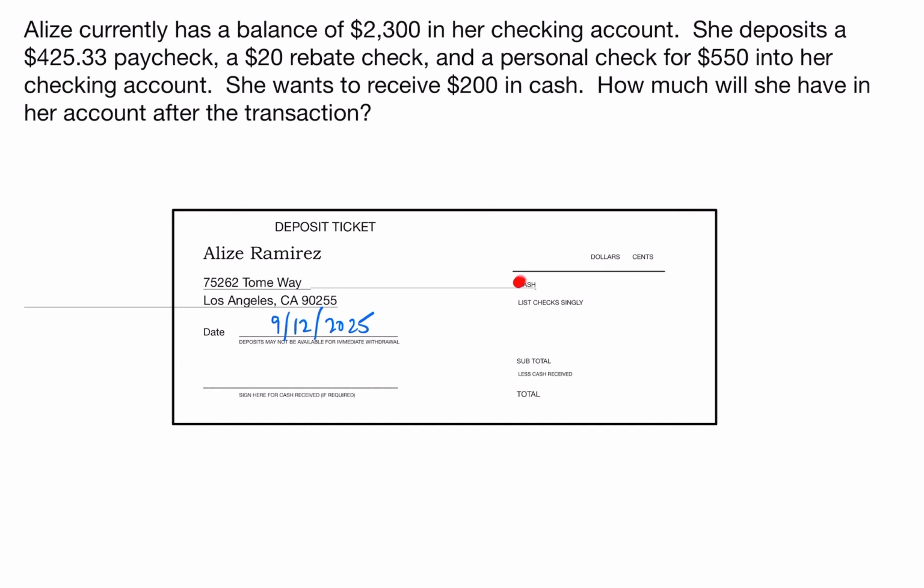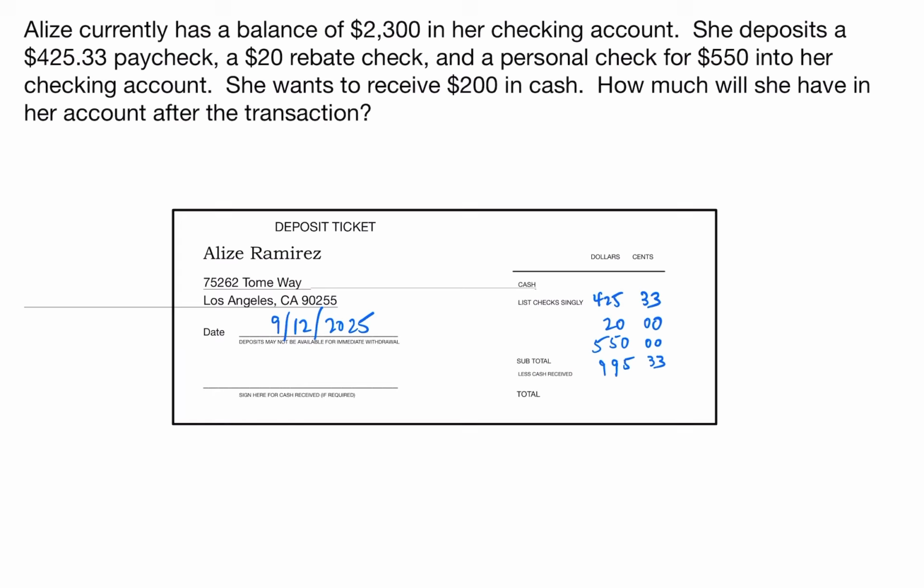Now here, this is where we list all the things we want to do. The top portion here will be your deposit. We're not depositing any cash here, so we don't need to list anything here, but we do want to list each of the checks singly. The first check is $425.33, and the second check is $20.00, and the third check is $550 and 0 cents. And then you're going to want to add all of those up, and so the subtotal here will be 33 cents. And then adding this side, we've got $995 that we are depositing.